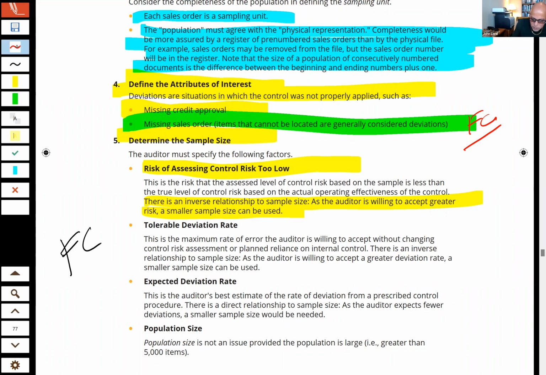Now, when we talk about risk of assessing control risk too low, we are talking about our control risk. Let's say we want our control risk to be 0.05. That means we are willing to accept a 5% chance that the control will not prevent or detect the misstatement. That means that when we draw our conclusions, we will be 95% confident. So if you're willing to accept more risk, smaller sample size; you want lower risk, larger sample size.